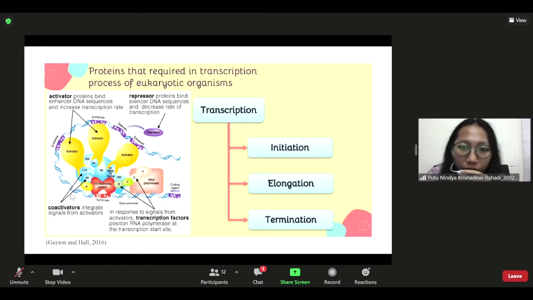Next. Transcription consists of three stages. They are initiation, elongation, and termination. Initiation is the stage when the RNA polymerase recognizes the promoter region of DNA. Elongation is the stage when RNA polymerase travels along the DNA, adding ribonucleotides that pair with the DNA template. And termination is the stage when the terminator region is transcribed.